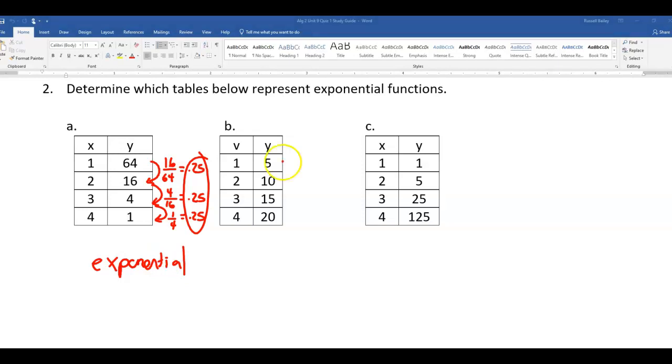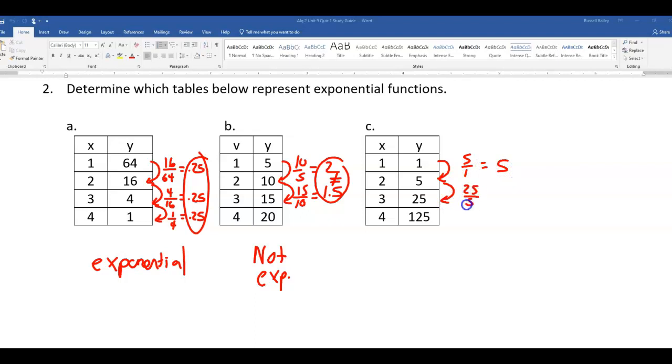All right, we'll repeat that for the other one here. We have 10 over 5 is 2. 15 over 10 is 1.5. Now those do not match, so I'll put a little equal sign with a cross through it, and therefore this is not exponential. Let's take a look at one more. 5 over 1 is 5. 25 over 5 is 5. And 125 over 25 is 5. And so therefore that would be exponential.